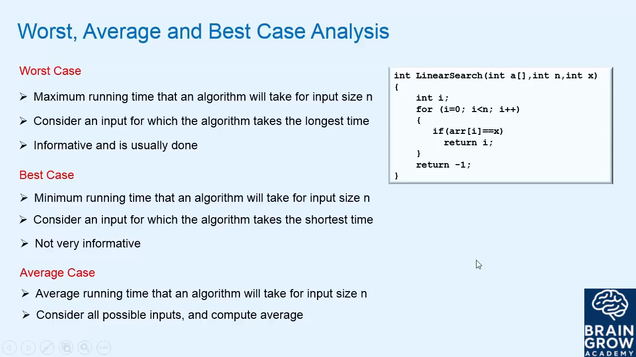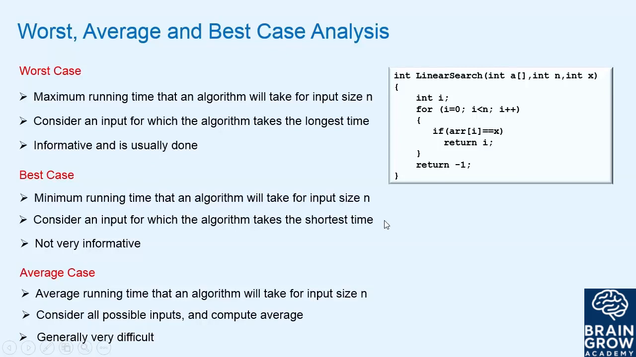This average case analysis is very rarely done because calculating time complexity in average case is generally very difficult. So the worst case analysis is most useful and informative and can be easily done. That's why while analyzing algorithms, we generally consider the worst case.